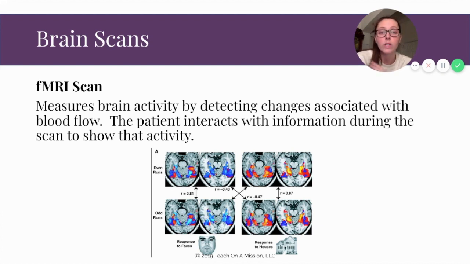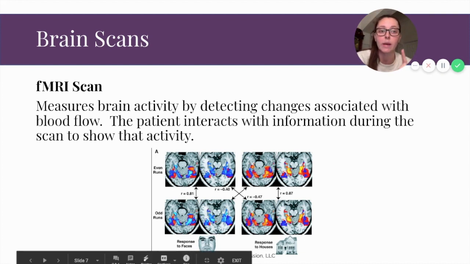So when you're getting this done, the patient might have headphones on, might be looking at a screen, might be answering some questions. And as the patient is interacting with that information or answering those questions, the scan is going to show the brain activity happening by looking at the blood flow in different parts of the brain. So make sure you know the difference between MRI and functional MRI.